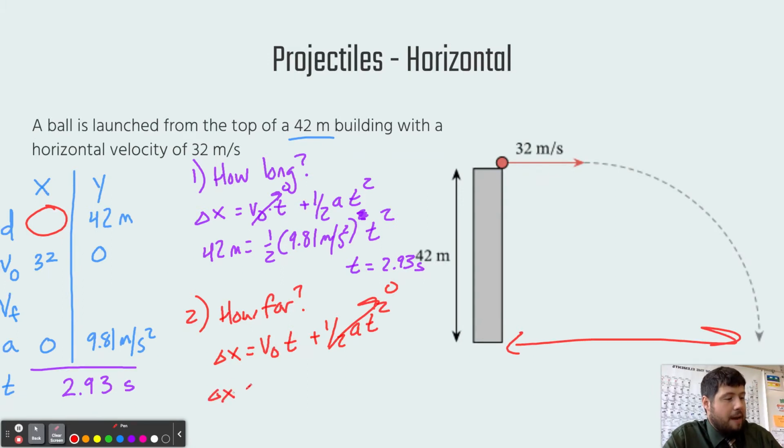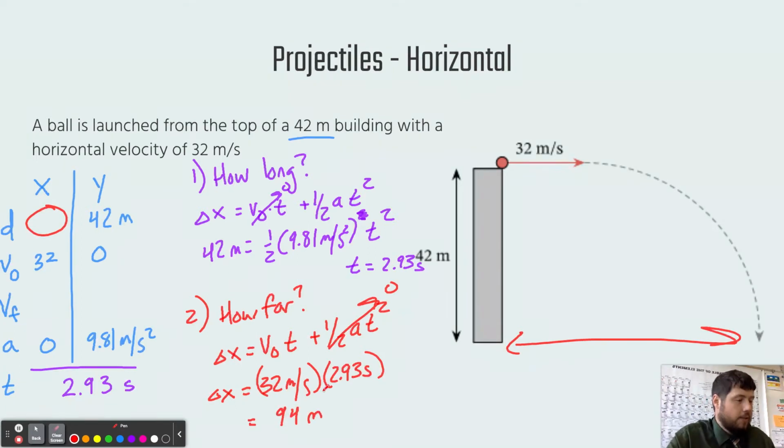I know the time now, and I know v naught, the velocity in the horizontal direction, is 32 meters per second. The time is 2.93 seconds. And so I take those, multiply them together, and I get 94 meters. So it looks like this would land 94 meters from the building.